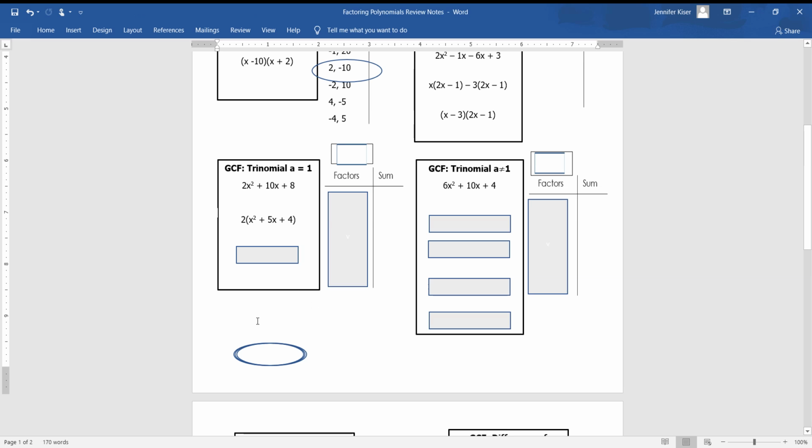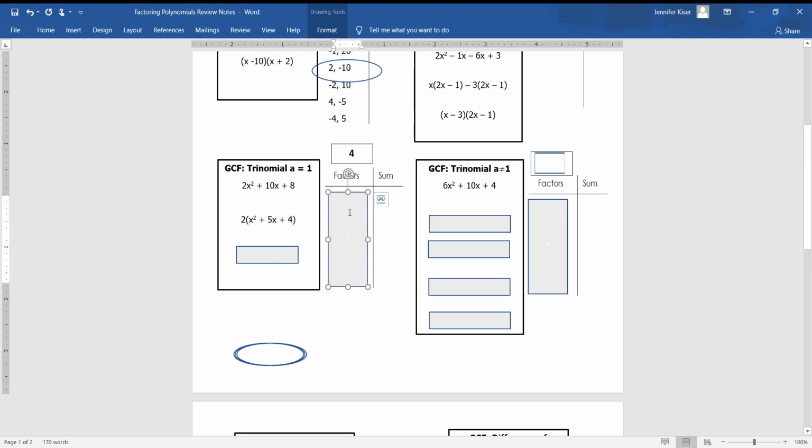And then after you factor out the 2, you can do a times c. So you're ignoring the 2 till the very end, so you'll do 4 times 1. So you'll need factors of 4 that add to get the 5. So you need factors of 4 here, so you'll need 2 positive factors. So you can make your list there.